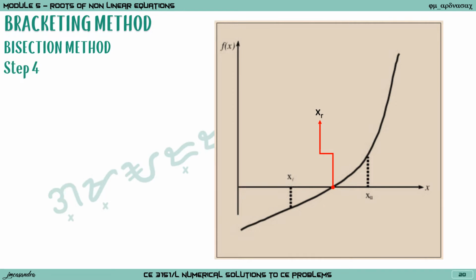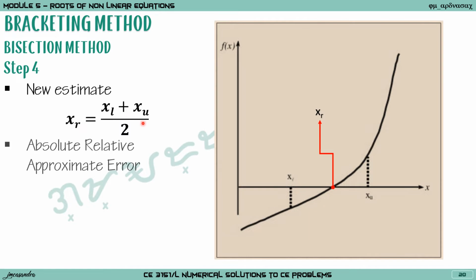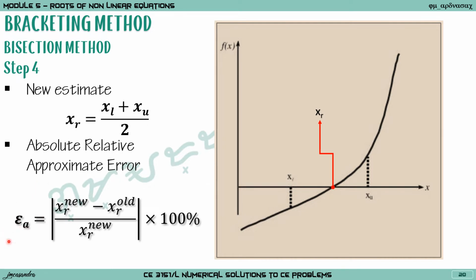So upon checking for the new limits of our equation, the new estimate will be computed using XR equal to XL plus XU over 2. And we now compute the approximate error by using this equation. We have epsilon sub a, or the approximate error, equal to XR new minus XR old, all over XR new, times 100%.